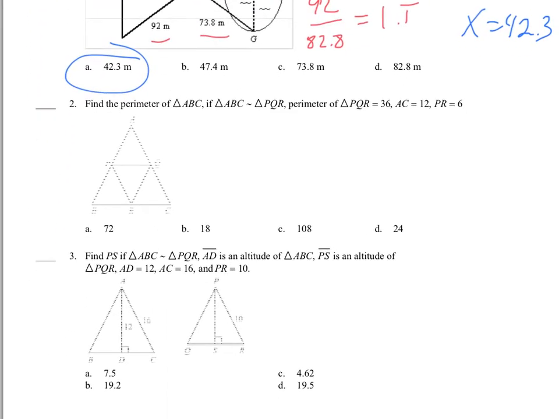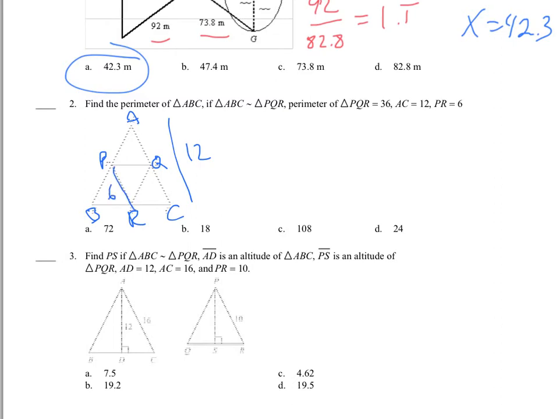Find the perimeter of ABC. ABC is a large triangle. It's similar to PQR, which that's PQR, ABC. I'm sorry, I did that wrong, didn't I? That's B, that's C. Okay, the perimeter of PQR is 36. AC is 12, so this whole length is 12. PR is 6.